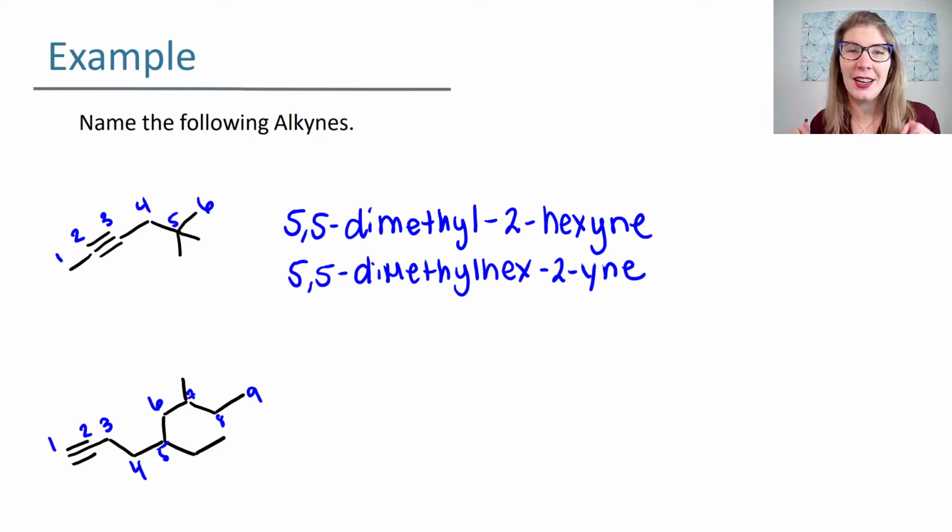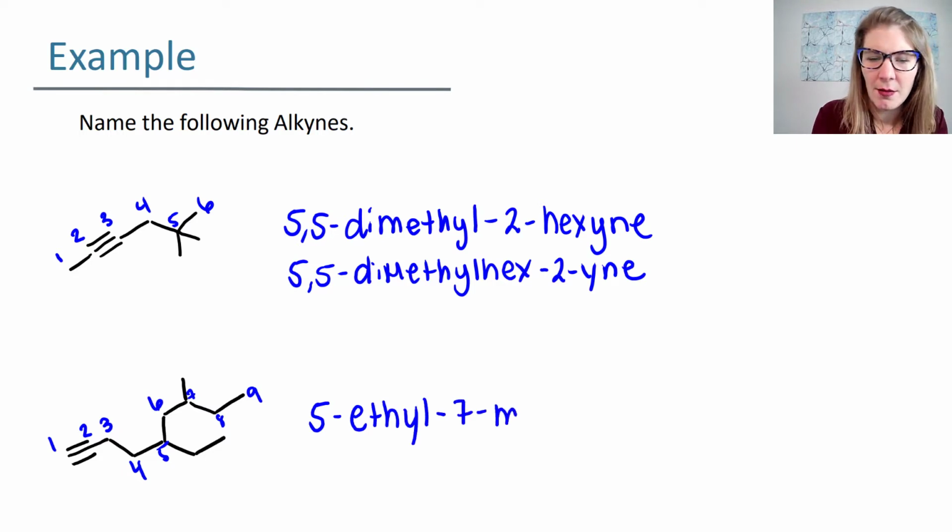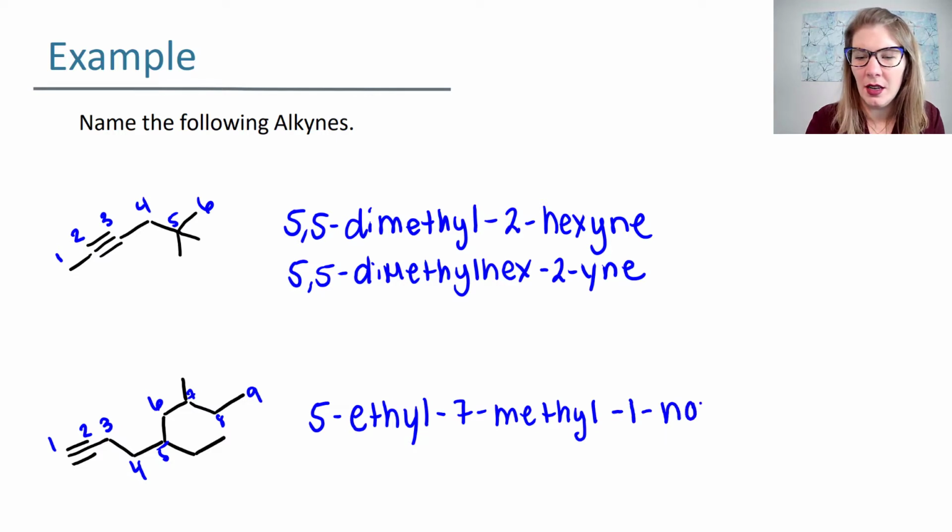The bottom one had a lot more carbons in it, so let's go ahead and look at that one now. It has both a methyl and an ethyl. Remember, when assembling the name, we list our substituents in alphabetical order. So the 5-ethyl is going to be listed first. Then comes the 7-methyl. And we end with a 1-nonyne. Right? The 1 locant is like math class. It distributes to the YNE.